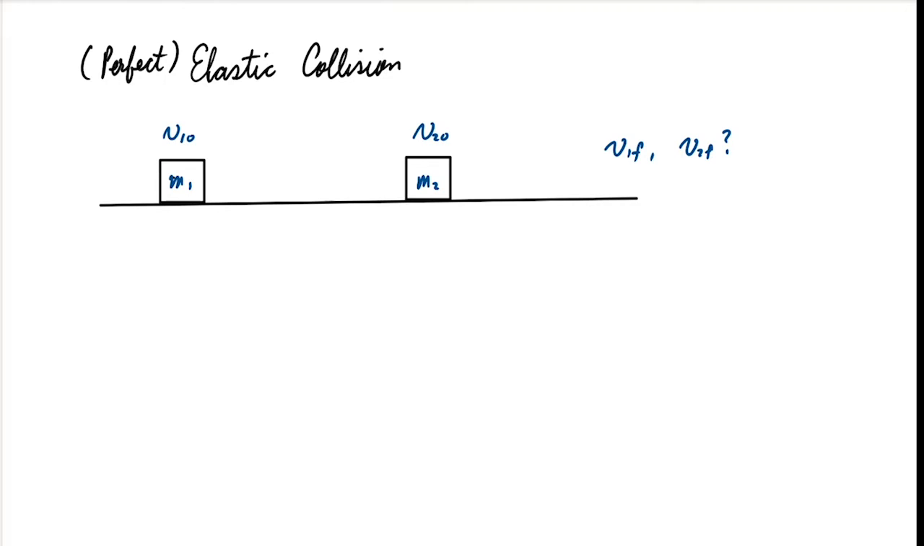Here's our problem. M1 V1 original plus M2 V2 original is equal to the final momentum, because momentum is conserved. So conservation of momentum gives you this much, right? Here's our problem. We have two unknowns, right? V1 final and V2 final, and we only have one equation.